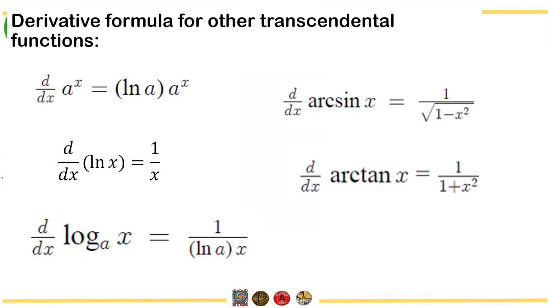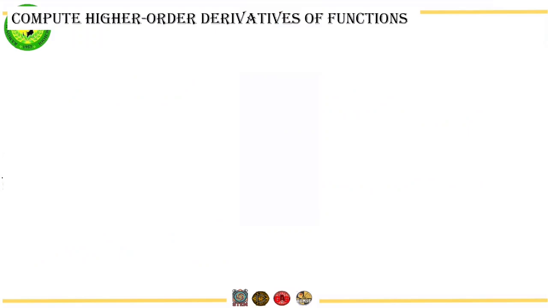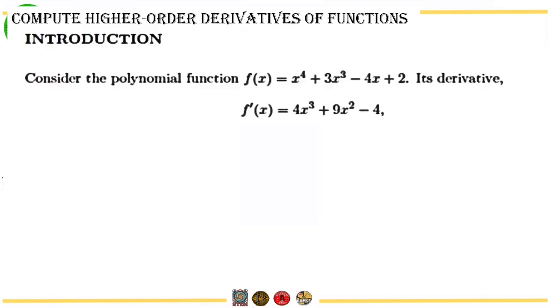Okay. So let's proceed to higher order derivatives. We will compute the higher order derivatives of functions. So what are higher order derivatives of functions? If we consider a polynomial function, for example x raised to 4 plus 3x cubed minus 4x plus 2, the first derivative is 4x cubed plus 9x squared minus 4.